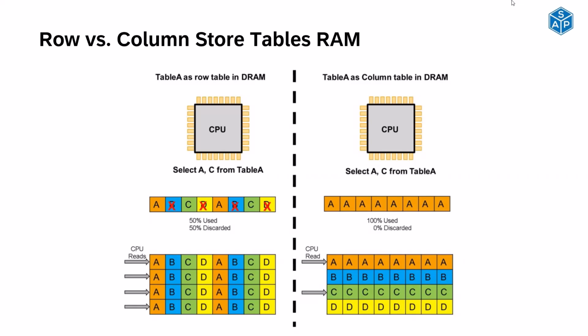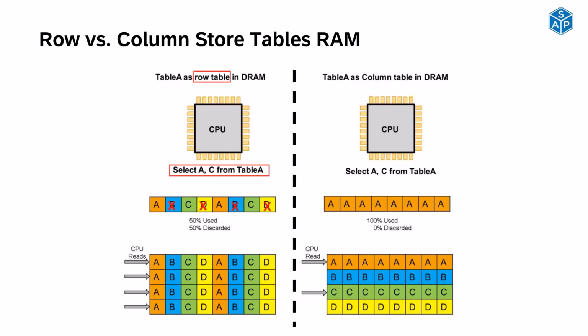In the first example on the screen, you can see it's table A as a row table. So the first example is for your row table. It is running this query, select A, C from table A. There are two columns, column A and column C, and it wants the data only from these two columns.